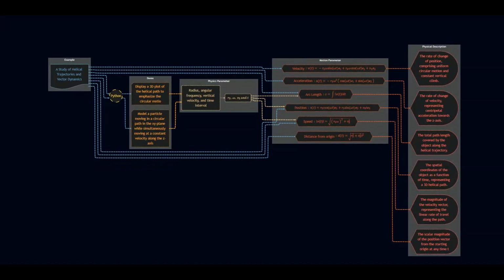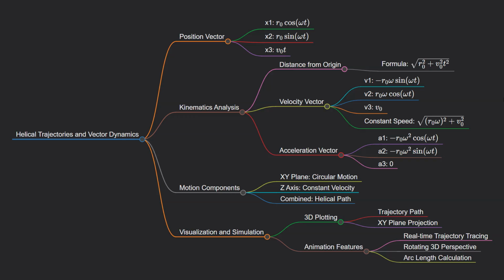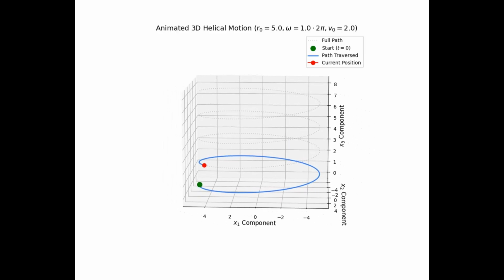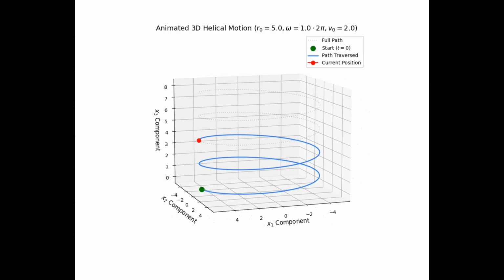The journey of an object moving in a helical pattern is a study of perfect balance between different types of movement. By looking at the underlying logic, the physical results, and the way we visualize these paths, we can understand the complex nature of this three-dimensional spiral.